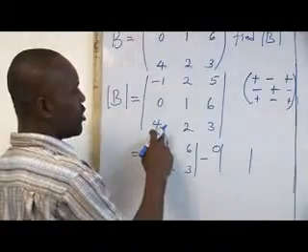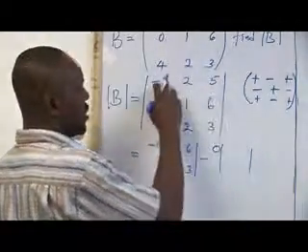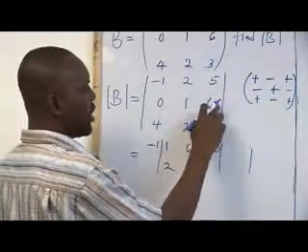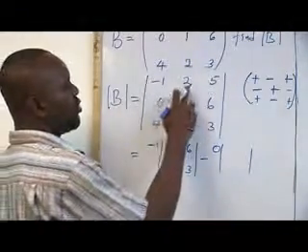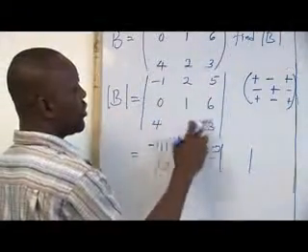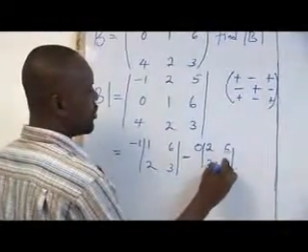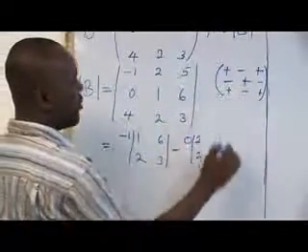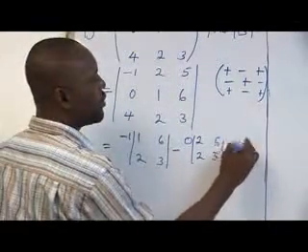We are left with what? Take note, we are ruling out row 2 and column 1, the row that contains element 0 and the column that contains element 0. We'll be left with 2, 5, 2, 3. Now, remember we're using this column, so we don't have the plus. And this time around, we have 4.